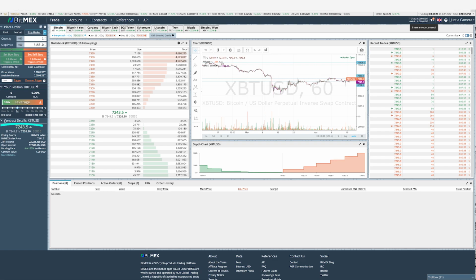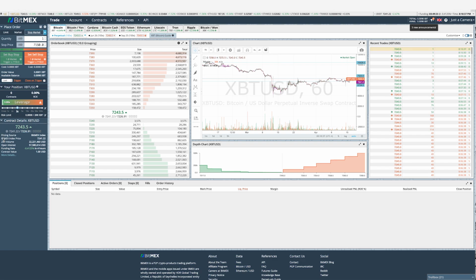So under contract details, we can see that we have a pricing source, and this is our BitMEX index price. Now, if you recall, when we clicked on this, we can see our index price. Now, the index price is comprised of prices from various spot exchanges that make up the BitMEX index price. Now we can see here 24-hour turnover. This is telling us the value of contracts traded in the last 24 hours.